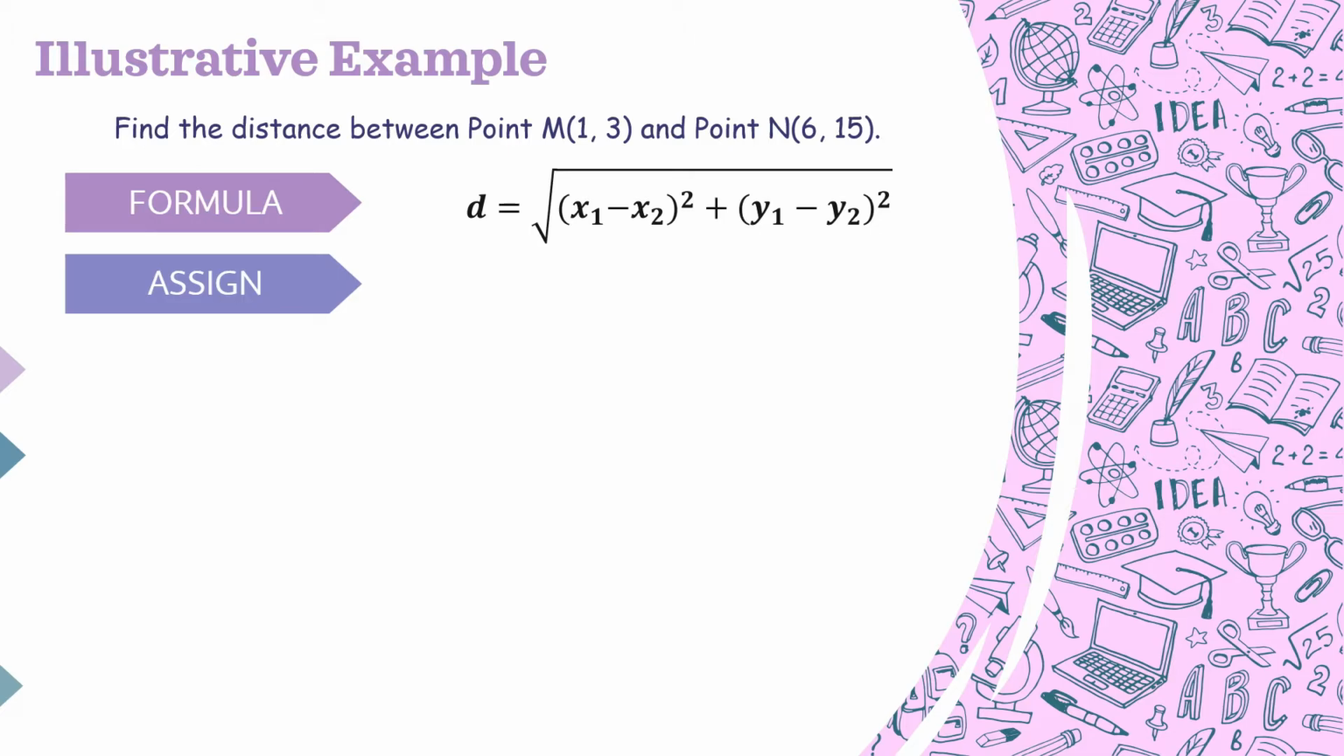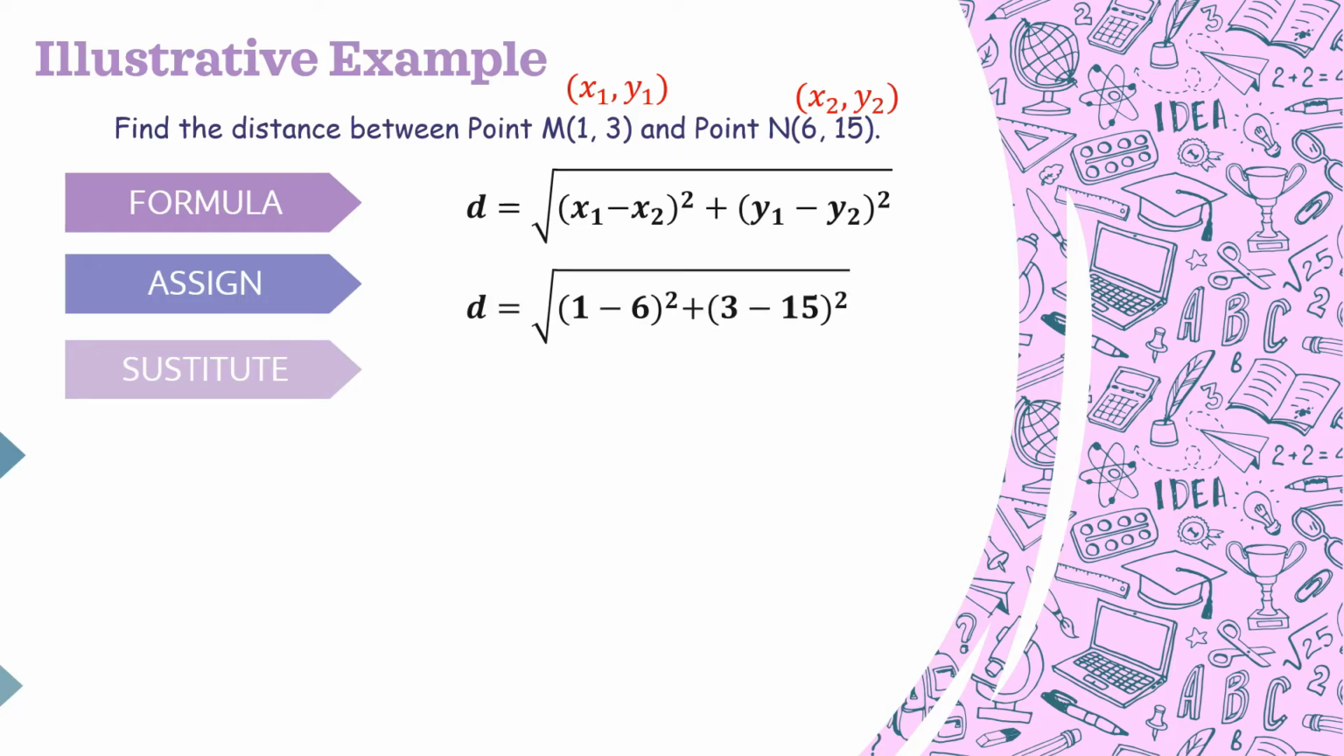Then step 2 is to assign the points. So let's have the first point as x sub 1, y sub 1 and the second point as x sub 2, y sub 2. But you can actually interchange the assignment of your points and that will give you the same answer. So after this, we're going to substitute the assigned values to our formula and that will give us this equal to square root of 1 minus 6 squared, replacing x sub 1 with 1 and replacing x sub 2 with 6, plus quantity 3 minus 15 squared, replacing y sub 1 with 3 and y sub 2 with 15. Then all you have to do is to solve.